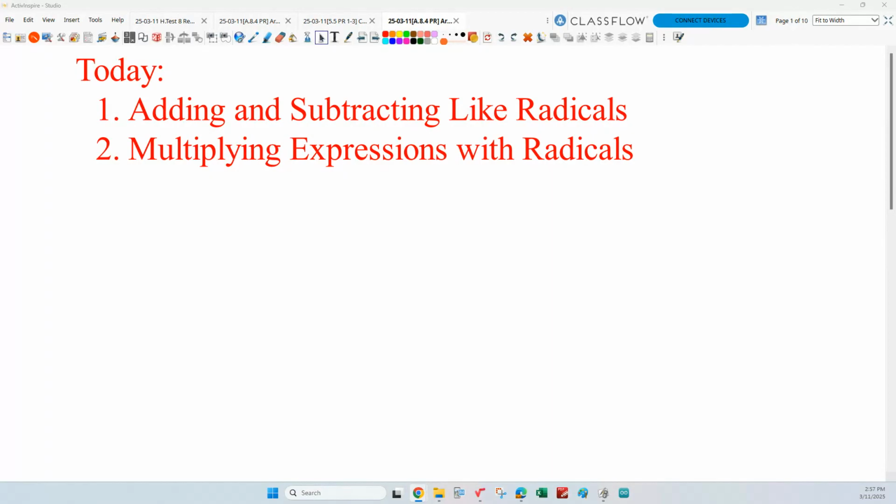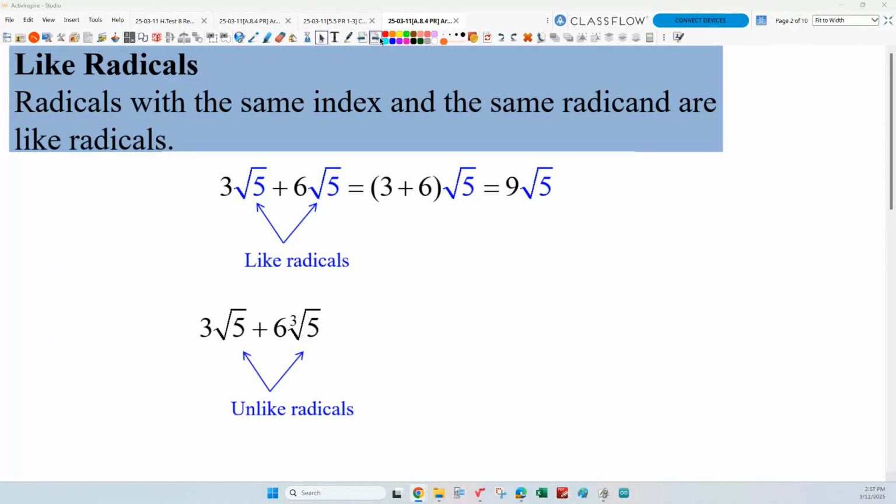Okay, so first of all, let's just define real quick what it means to be a like radical. Like radicals are just like terms, right? We said that we have two like terms if the variables are the same variables and they're to the same powers, right? Like radicals are similar. In order for two terms to have like radicals, they have to be the same kind of radical, so they have to have the same index. They both have to be square roots, or both have to be cube roots, or whatever, right? And the radicand, whatever's inside the radical, also has to be the same.